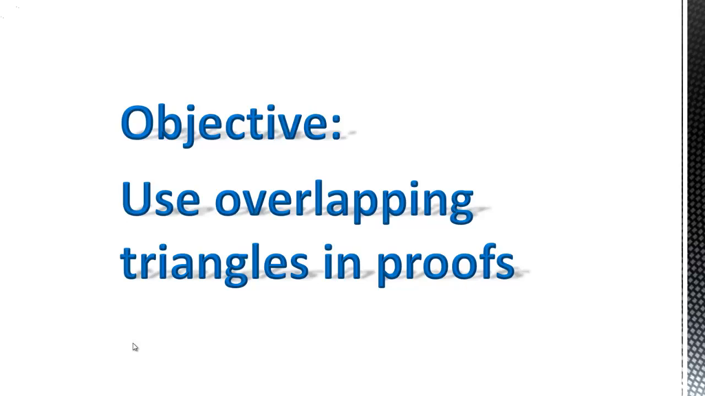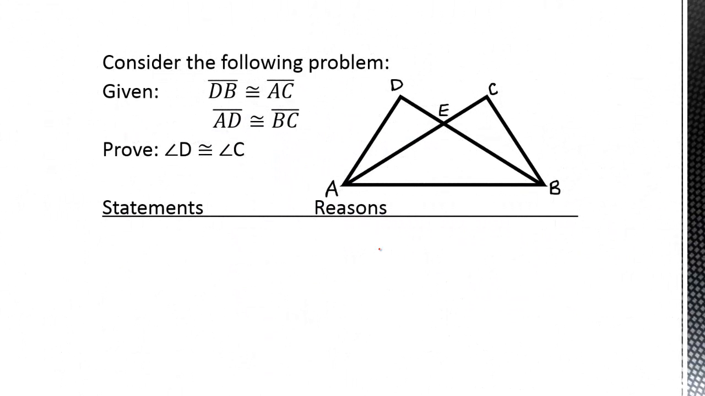So the hardest part about this is being able to see the triangles when they're there. So this one, for example, we've got 1, 2, 3, 4, 5. Looks like 5 triangles off the top of my head. So if we were given that DB, so this whole segment here, is congruent to AC, which is that whole segment there, and that AD is congruent to BC, we need to prove that angle D is congruent to angle C. So what we need to do is take a look at these different triangles and see what's going to help us prove that the best.